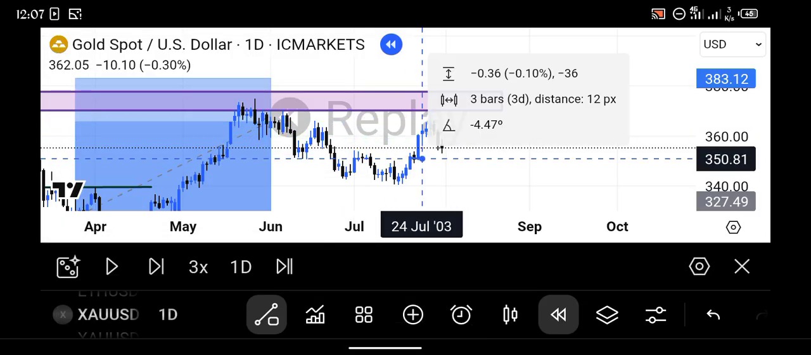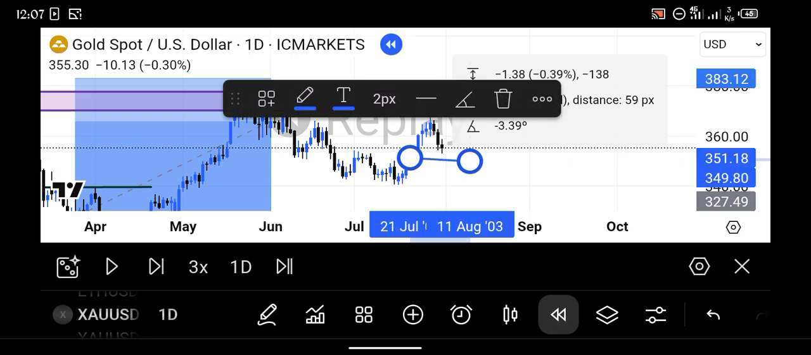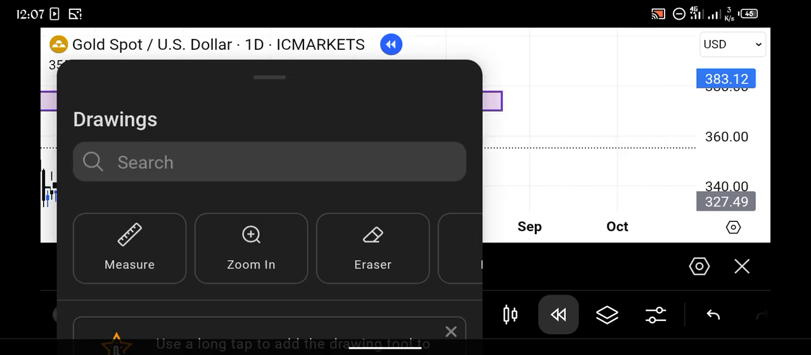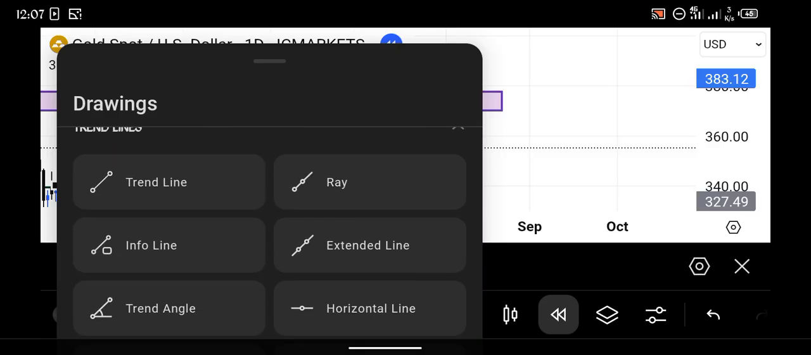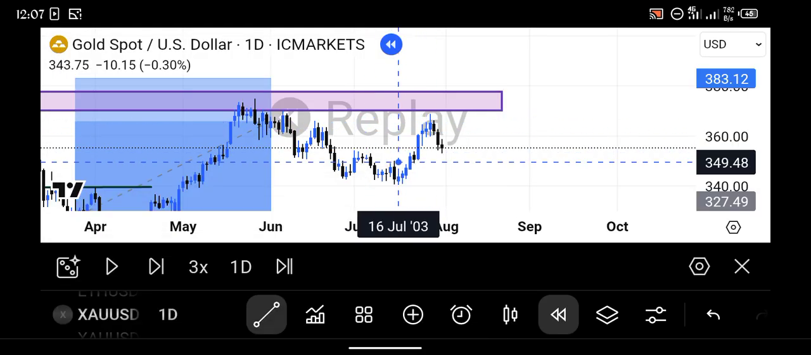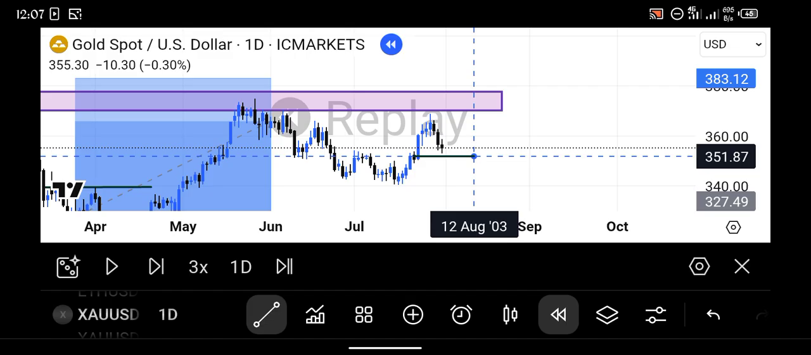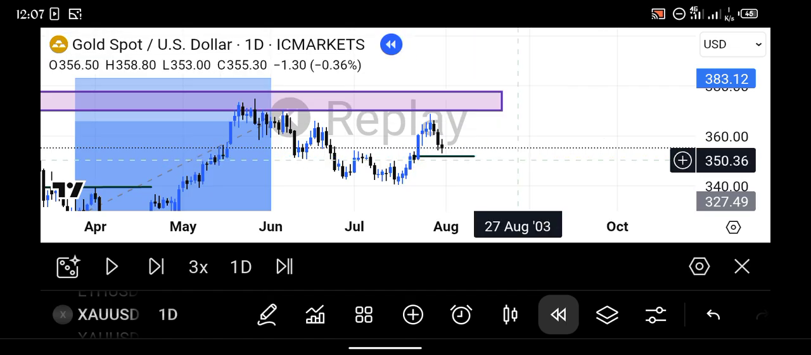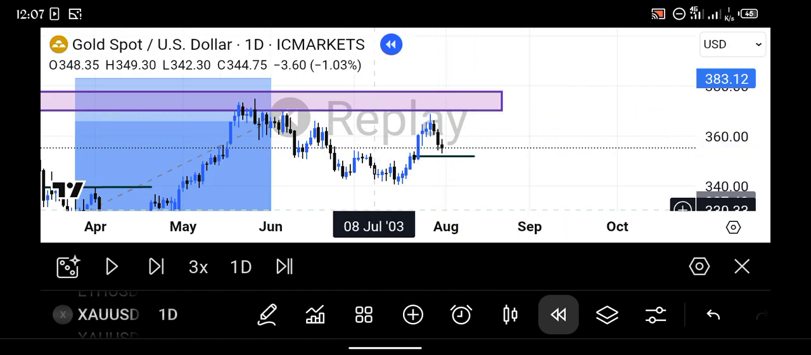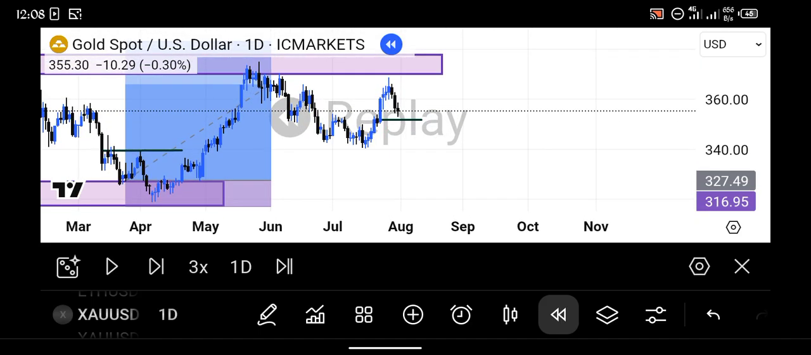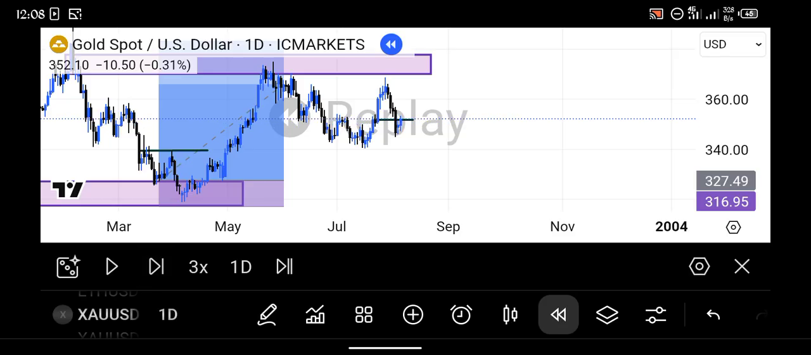You wait for price to what? Close below this zone. Once it breaks here, you can sell from there. So let's keep on playing the button. Okay, so now it broke that zone successfully.